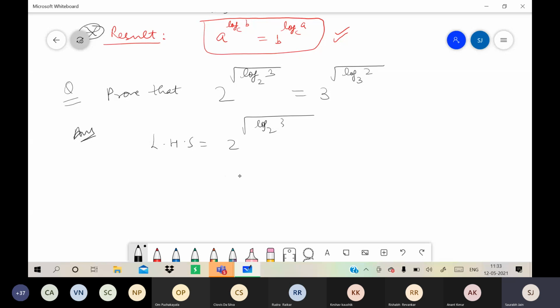Now, like the previous question, this is of the form a to the power m by n, which can be written as a to the power m, to the power 1 by n. I can write it as 2 to the power log 3 base 2, and this is 1 on root log 3 base 2. Now, as in the previous example, this value will be 3. Why? Since a to the power log n base a is n. That is why. Now you are just one step away from the question.